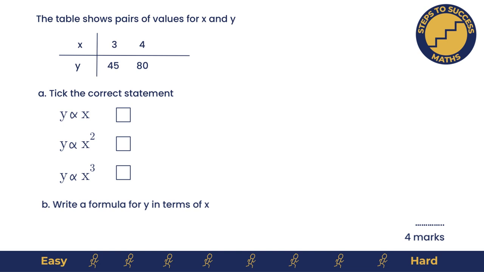The table shows pairs of values for x and y. Tick the correct statement. Okay, so I'm going to show you a trick for doing this. You're going to compare the x and the y. So we do 45 divided by 3 is 15, and 80 divided by 4 is 20. Now, the answer is not the same, and for it to be directly proportional, that would be the same.